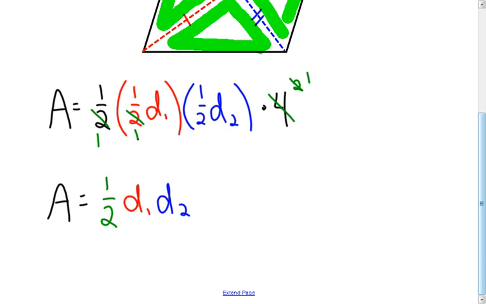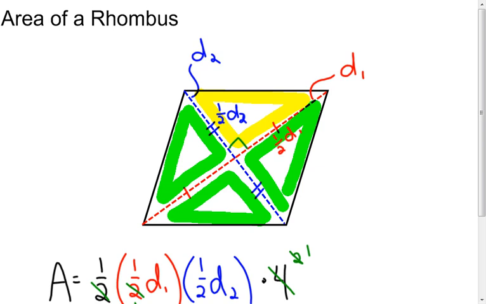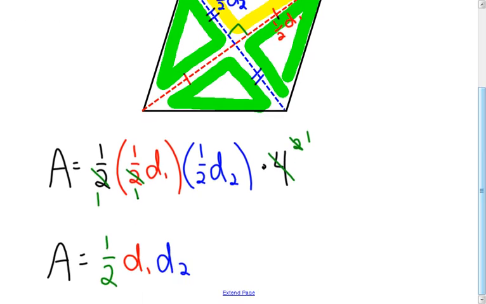If all you know is the length of the two diagonals, I would use this formula. If you know the length of the base and you know the length of the height, then I'd go back to my parallelogram formula to find the area of a rhombus. And then that will conclude my lesson on areas of triangles, trapezoids, and rhombi.